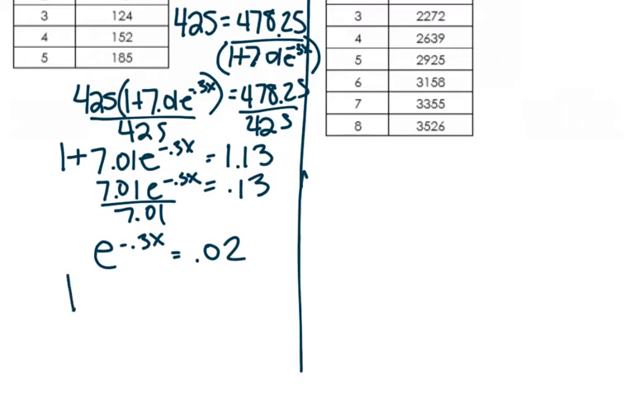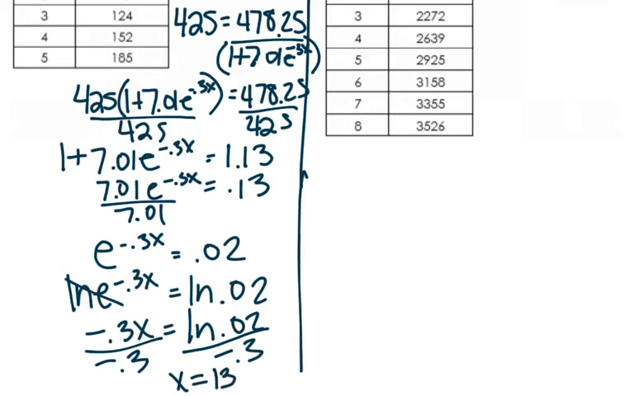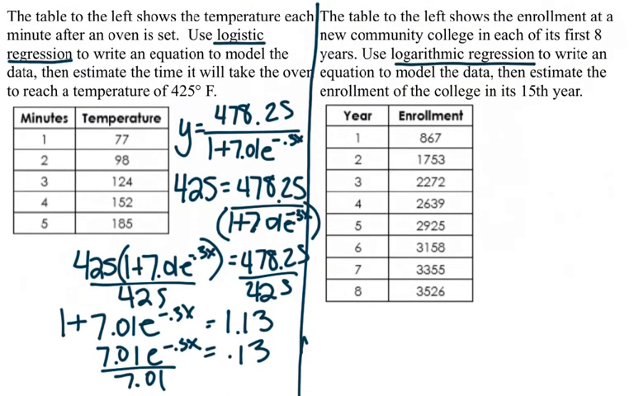Okay, so now we're going to natural log both sides. Alright, so I get negative 0.3x equals the natural log of 0.02. And then the last thing I'm going to do is divide by 0.3. Alright, so I get x equals 13.4. If you wanted to say 14 minutes, that'd be the same thing. So whichever one makes more sense in your head.